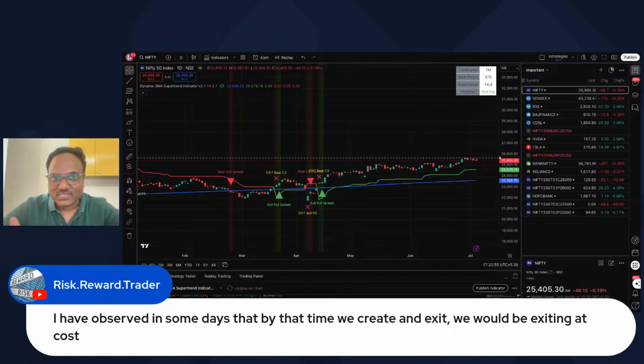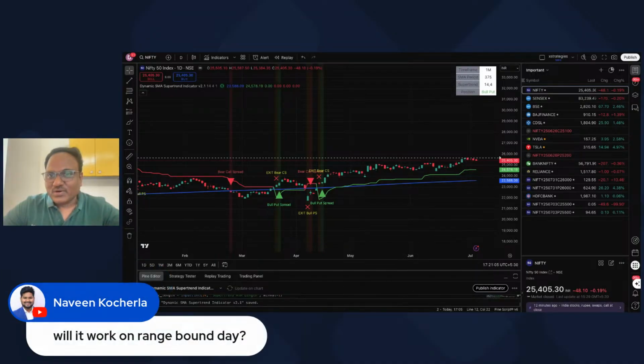This indicator, in fact, works in both momentum and sideways markets. Yes, it will definitely work on range bound, which is what I explained. In fact, if you study option Greeks well, maybe I'll take one session down the line, and you will really understand the beauty of options, right? So I would not suggest using this on intraday, on a day like today. While it has sustained on a day like today, ideally we should not use it on a day like today.